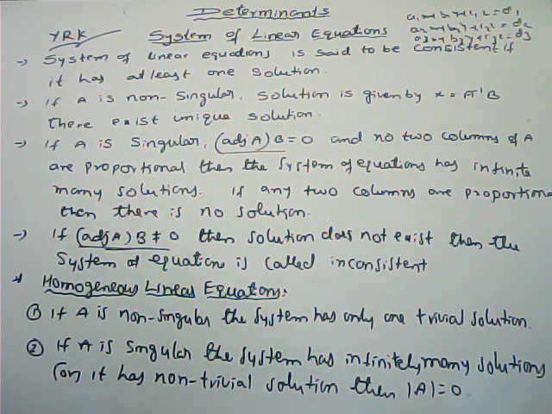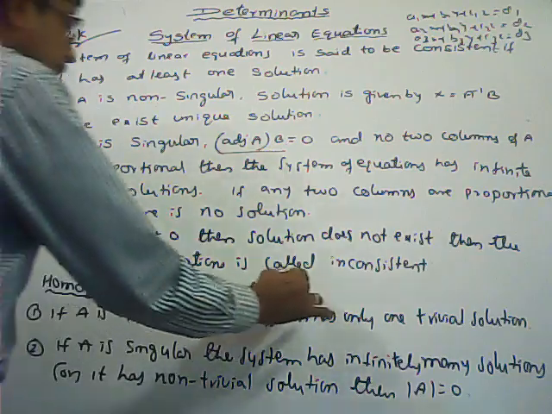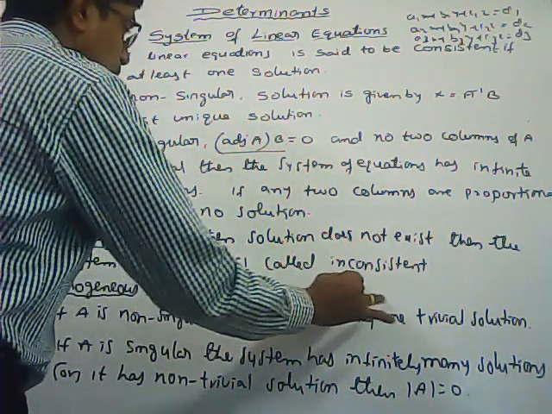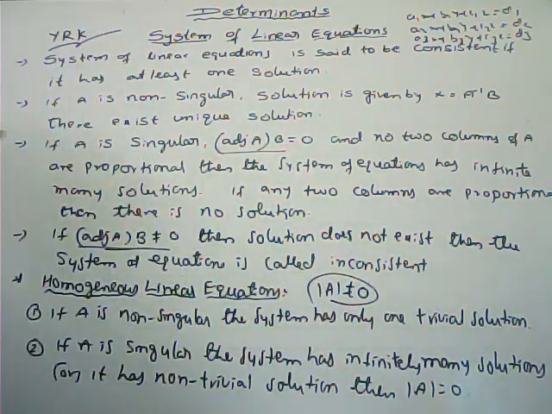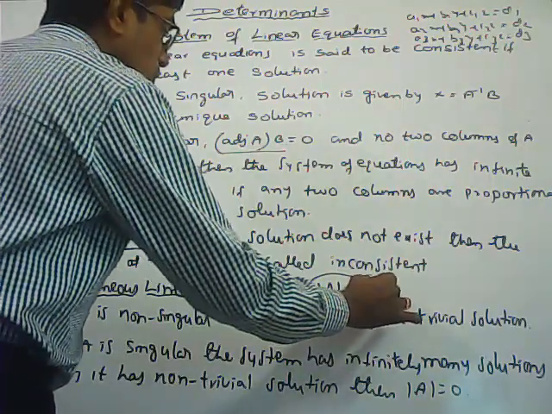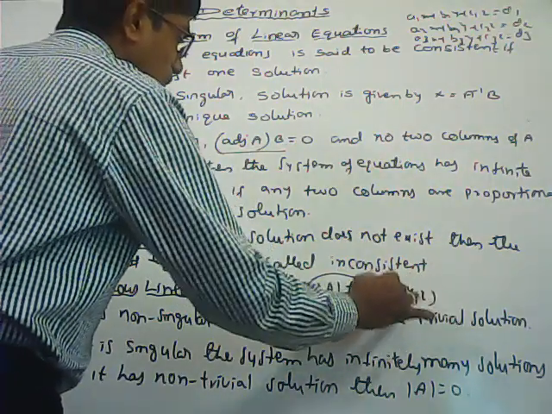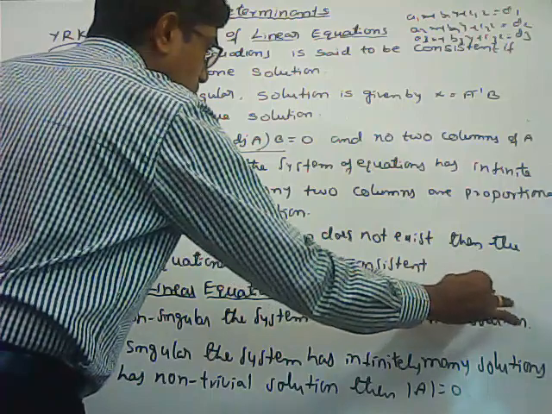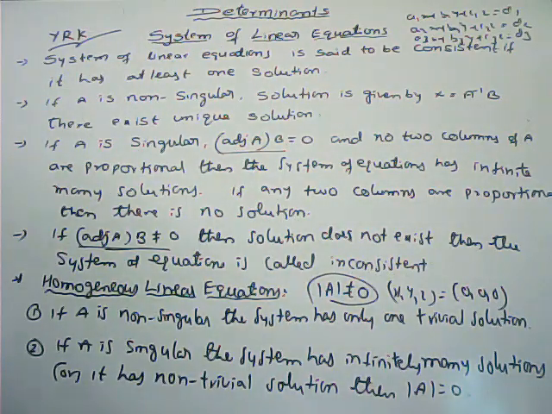Here only two types are there. First, find det A. If A is non-singular, that means det A is not equal to 0, there exists only one solution, which we say is the trivial solution. Trivial solution means x, y, z equal to 0, 0, 0. Only x equals 0, y equals 0, z equals 0 satisfies the equations.